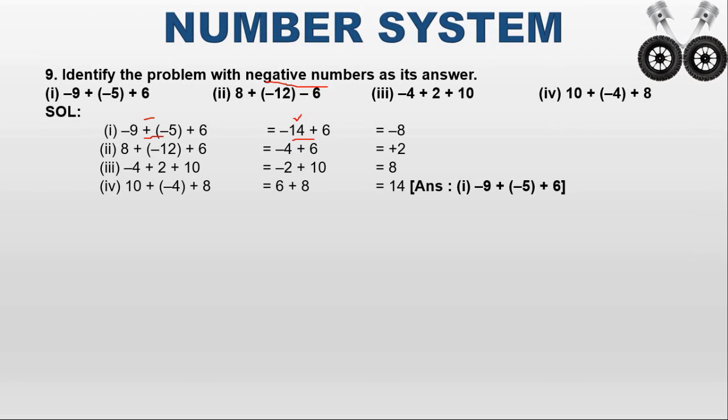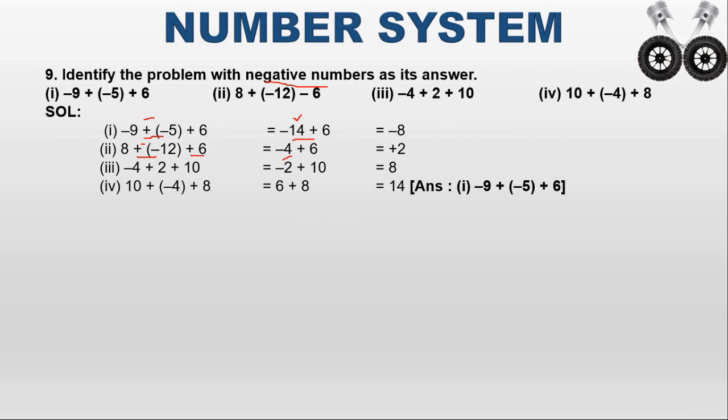8 plus, next option, 8 plus minus 12 plus 6. So first we have to change the sign. So plus into minus, you will get the negative sign. So 8 minus 12. So the two integers are having the different sign. That means you have to subtract. 12 minus 8, the answer is 4. What is the biggest number here? 12. So what is the sign of the biggest number? Negative. So you have to write it as minus 4.